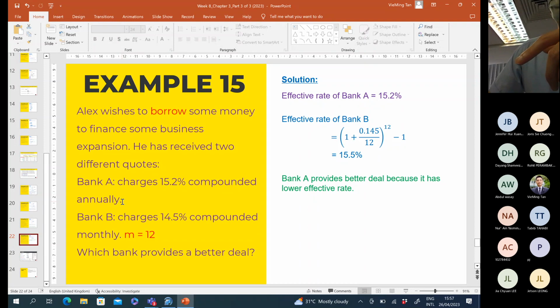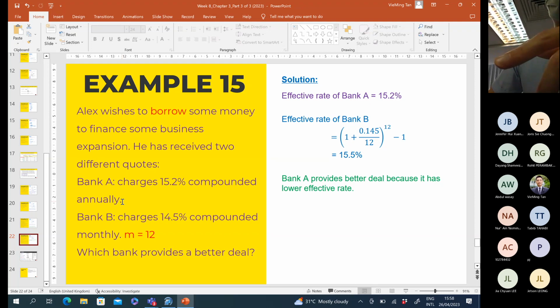Okay, then how about Bank B? Bank B charges 14.5% compound monthly. Compound monthly means M is equal to 12. So 14.5% is the nominal rate only. Nominal rate is not effective rate, so we need to convert to effective rate in order to do comparison. This question does not provide the principal, we don't know how much. If that's the case, we cannot use the S formula anymore. We have to use the effective rate formula to do comparison.